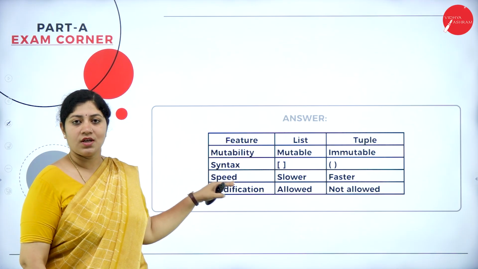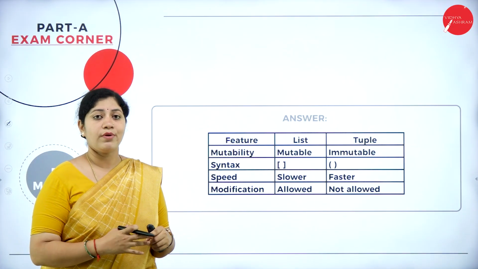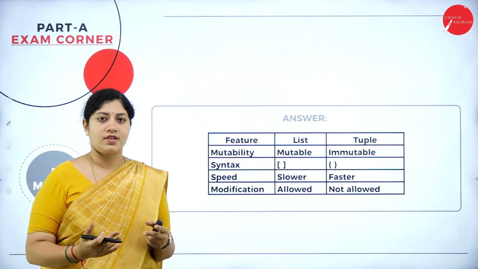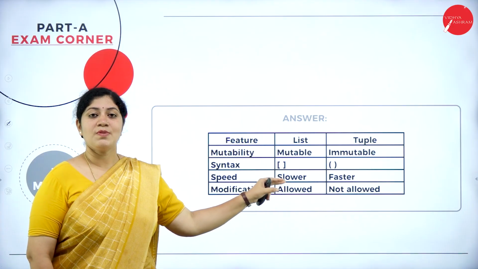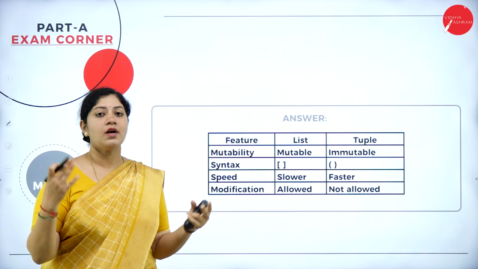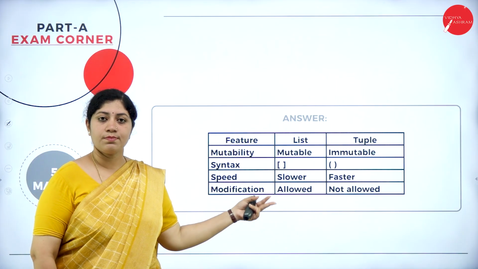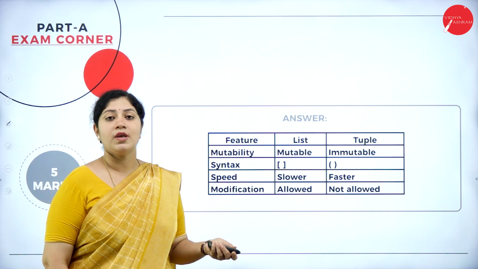The next feature is syntax. Yes, lists are written inside square brackets and tuples are written inside small braces. Great. Next one, speed. The speed of lists is slow and the speed of tuples is faster. Modifications are allowed with respect to lists, but not with respect to tuples. So this is the main basic difference.